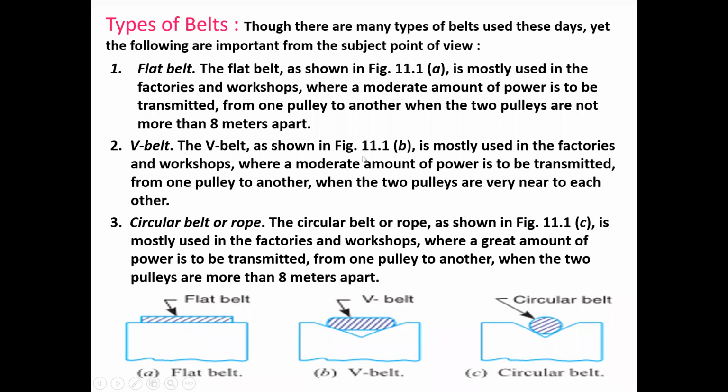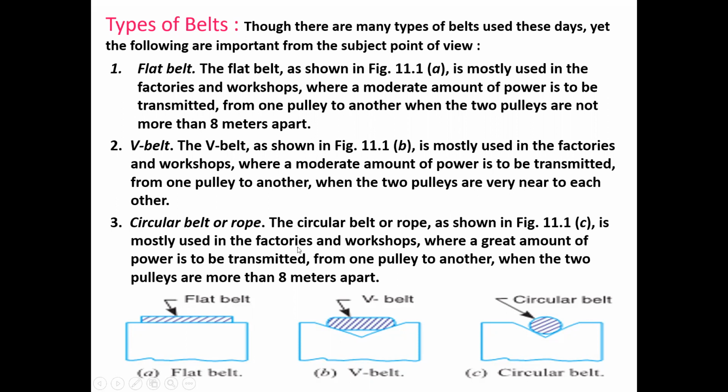And V belts. V belts are mostly used in factories and workshops. In this, the two pulleys are very near to each other. When one pulley is near to another pulley, at that time we should use the V belt.